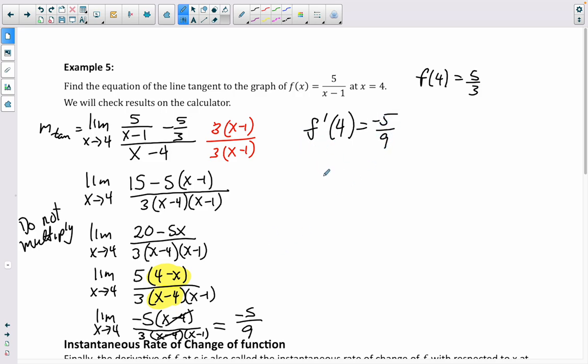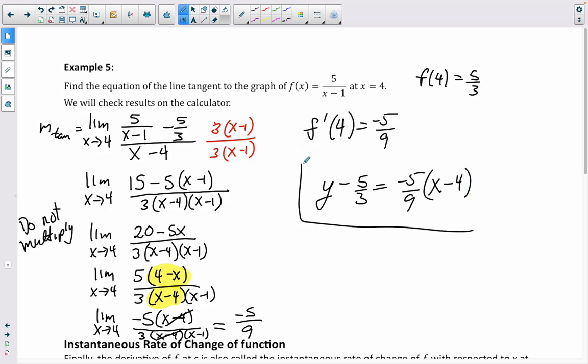Now I can find my equation of the tangent. y minus f of 4, which is 5/3, equals my slope of the tangent, negative 5/9, times x minus 4. So there is the equation of the tangent.